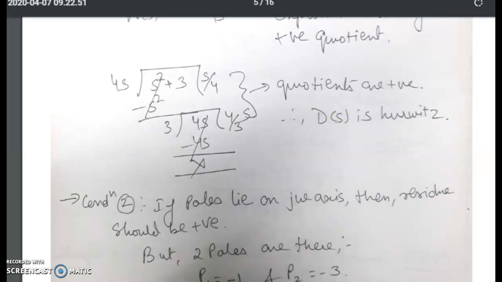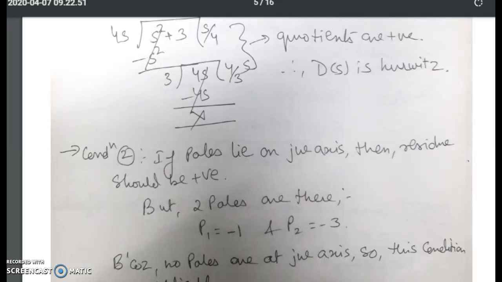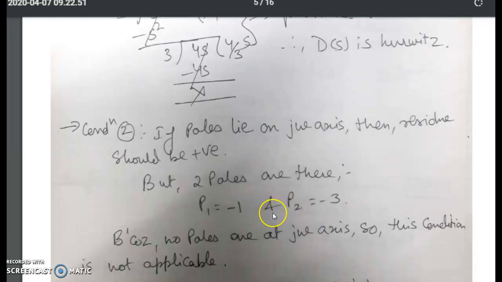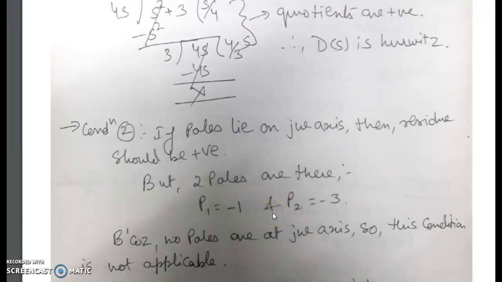Now the second condition is only applicable when the poles are lying on the j omega axis. When we find the poles, because the order of the denominator is 2, that means 2 poles will be there. P1 is lying at s is equal to -1 and P2 is lying at s is equal to -3.